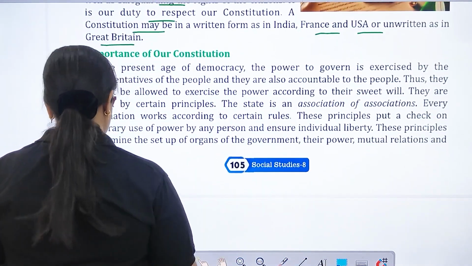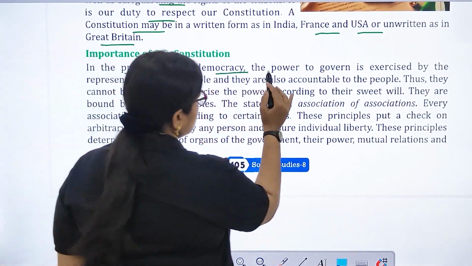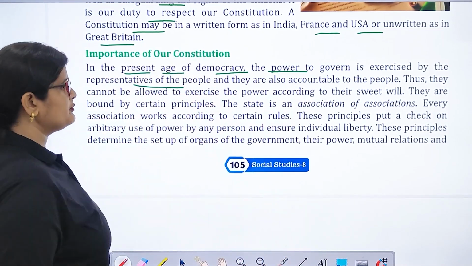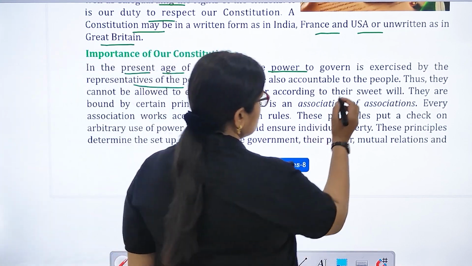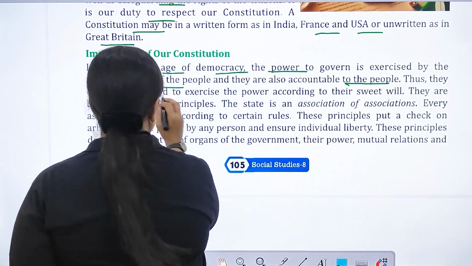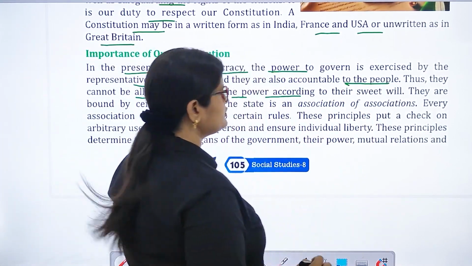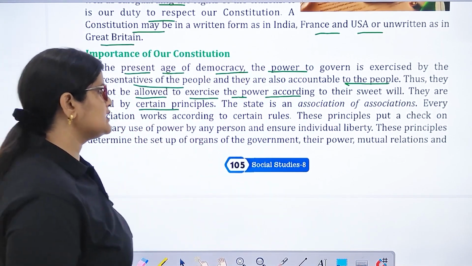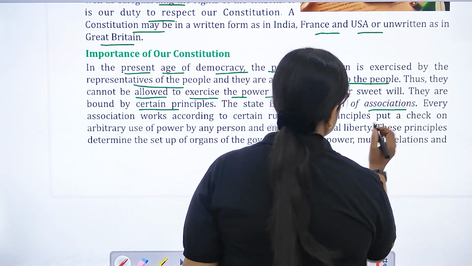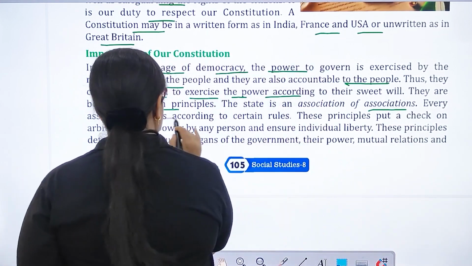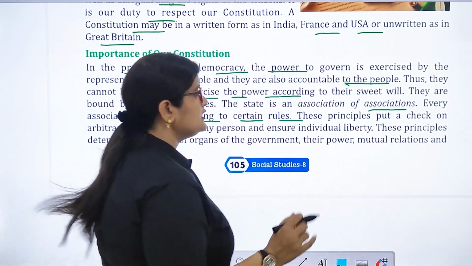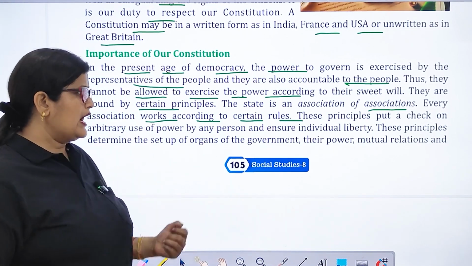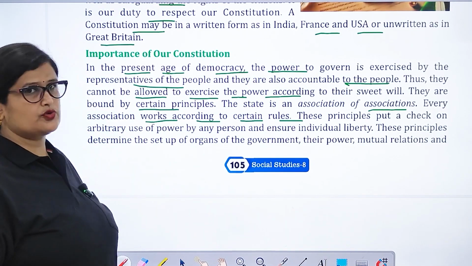Importance of our constitution. In the present age of democracy, the power to govern is exercised by the representatives of the people, and they are also accountable to the people. Thus, they cannot be allowed to exercise the power according to their sweet will. So they are bound by certain principles. The state is an association of associations. Every association works according to certain rules. These principles put a check on arbitrary use of power by any person and ensure individual liberty.